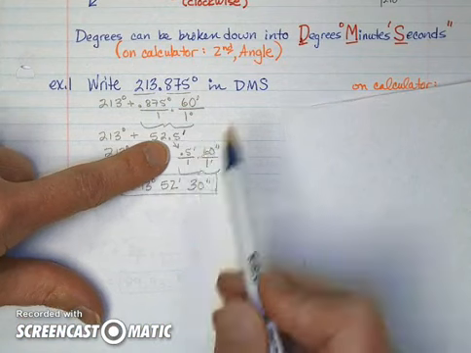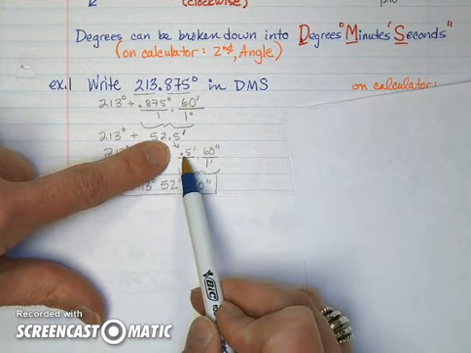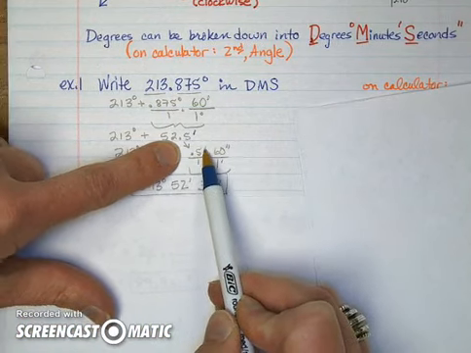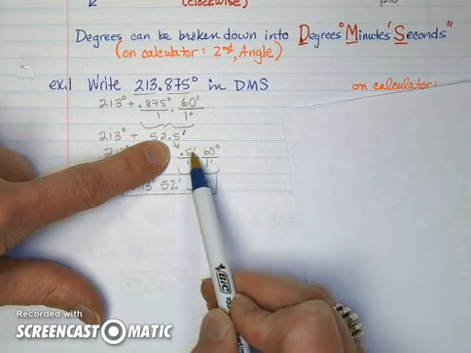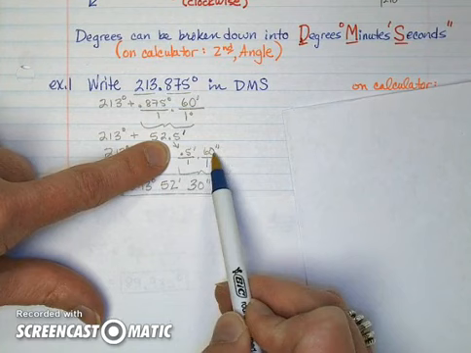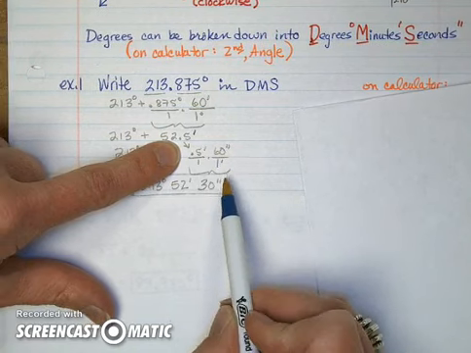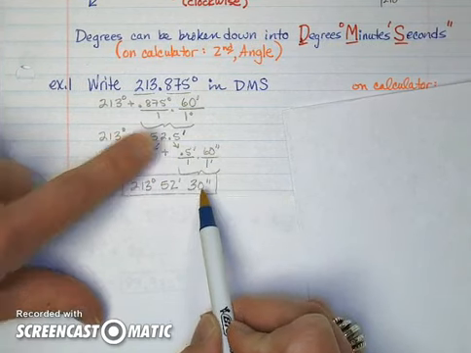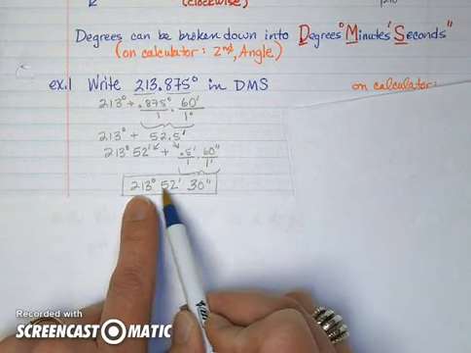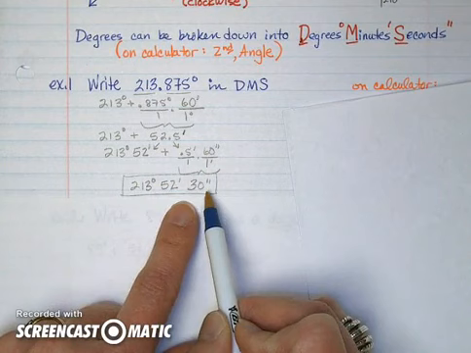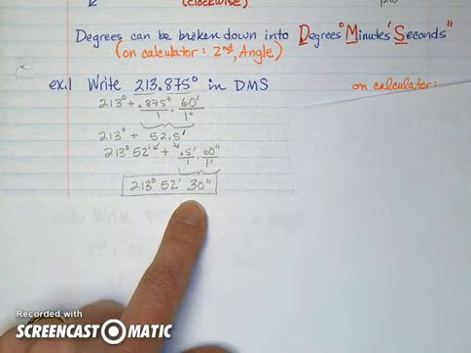dimensional analysis. If you have 0.5 of a minute, you have 1 minute is 60 seconds. Your minutes would cancel, and you would have 0.5 times 60, which gives you obviously 30 seconds. So that is how you would write your answer: 213 degrees, 52 minutes, and 30 seconds. I'm going to show you what to do on the calculator.